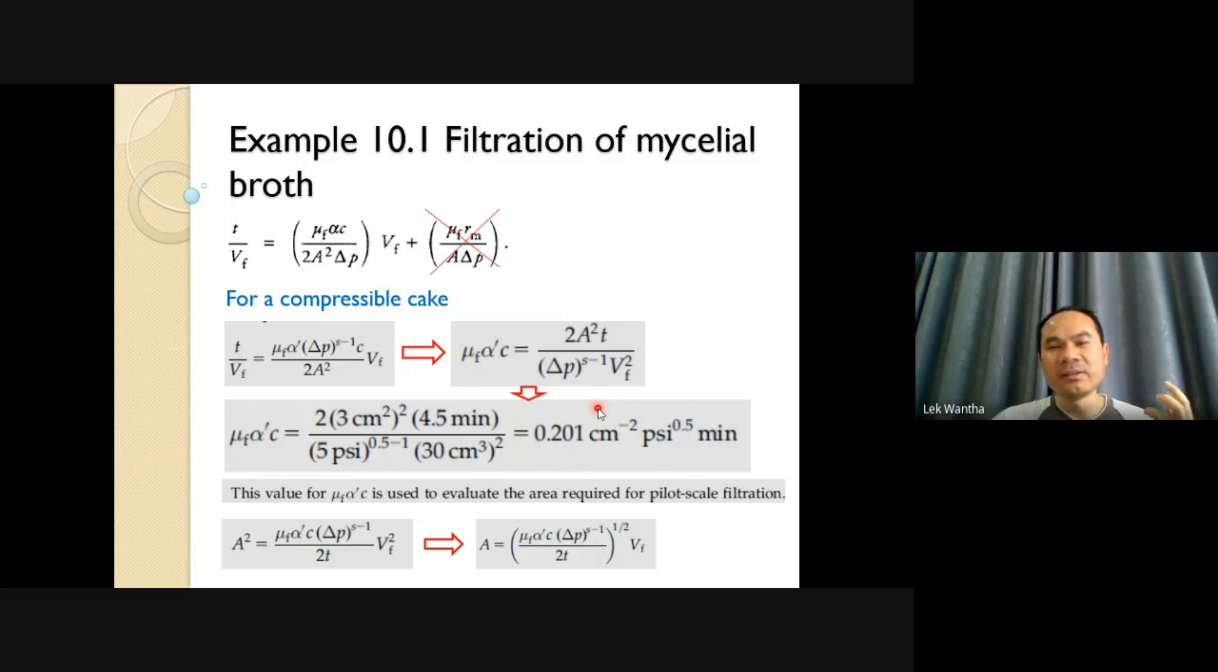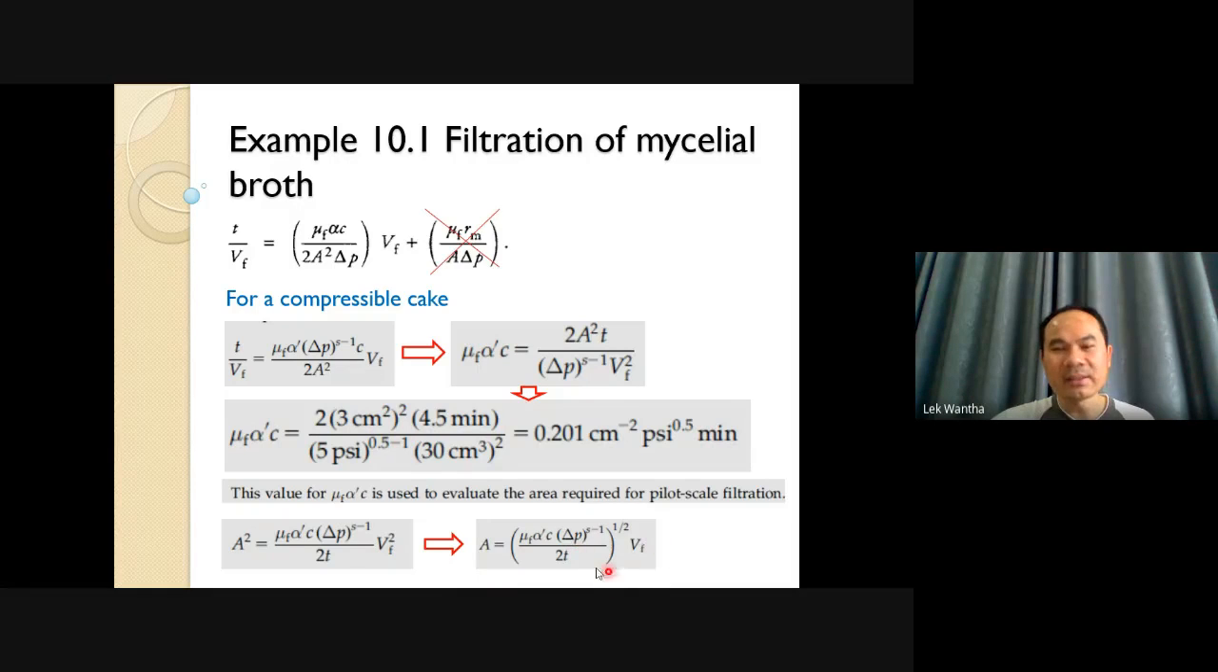Okay, and then you know the mu, alpha, c from the lab scale, and then you can calculate the area of the pilot scale by using this term. It is constant. That's why we go back to the equation like this. From this equation, you can rearrange the equation. You get A squared equal to this, and then you take the square root, take power 2. You get A equal to this equation.